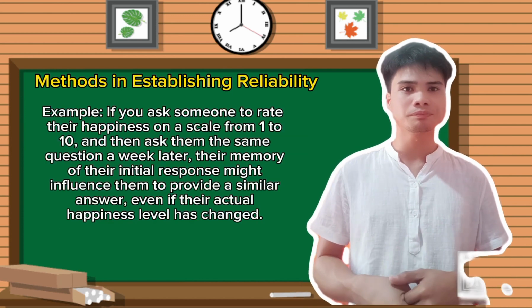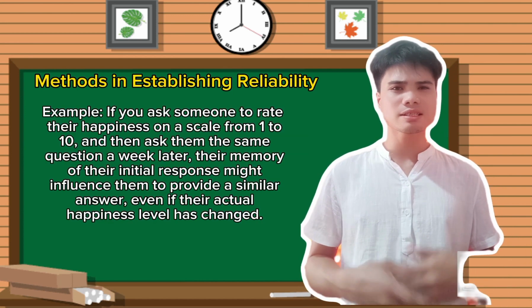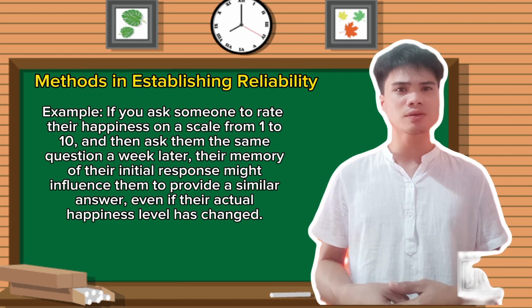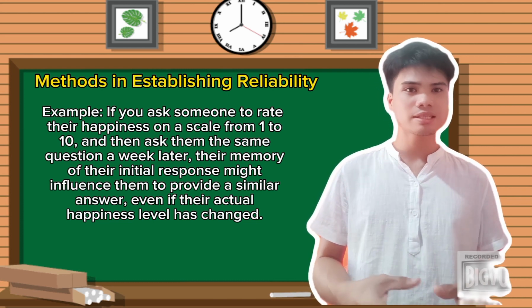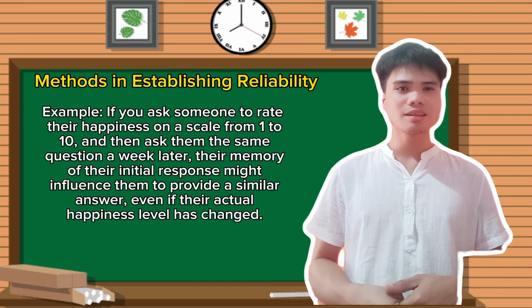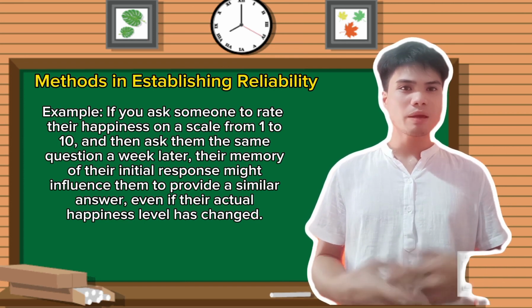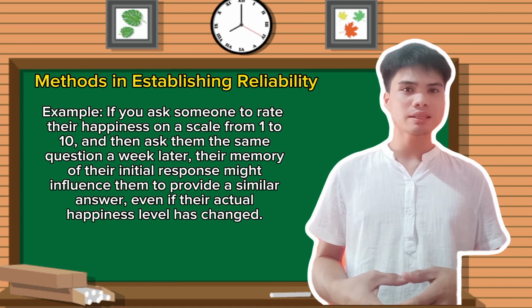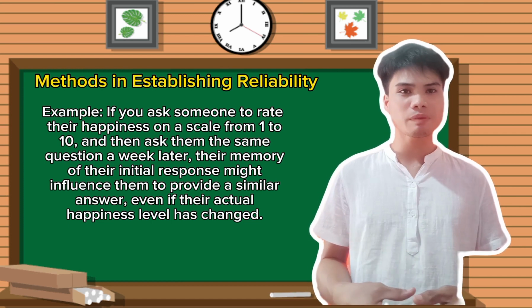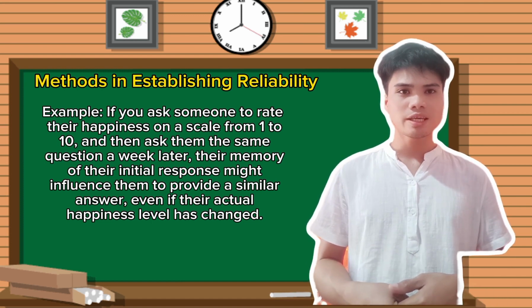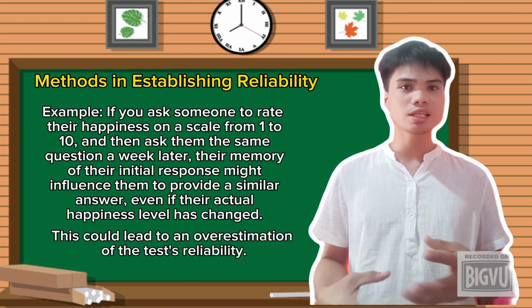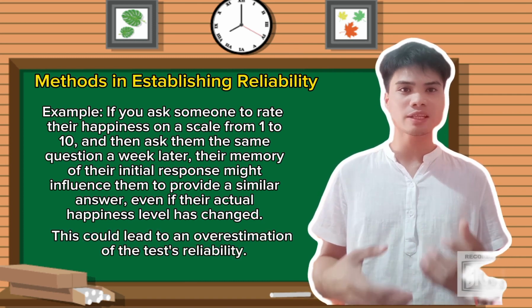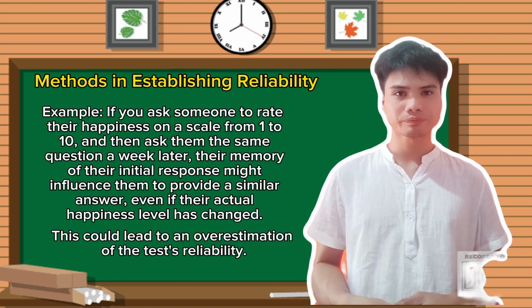So, for example, if you ask someone to rate their happiness on a scale from 1 to 10, and then ask them the same question a week later, their memory of their initial response might influence them to provide a similar answer, even if their actual happiness level has changed. This could lead to overestimation of the test's reliability.